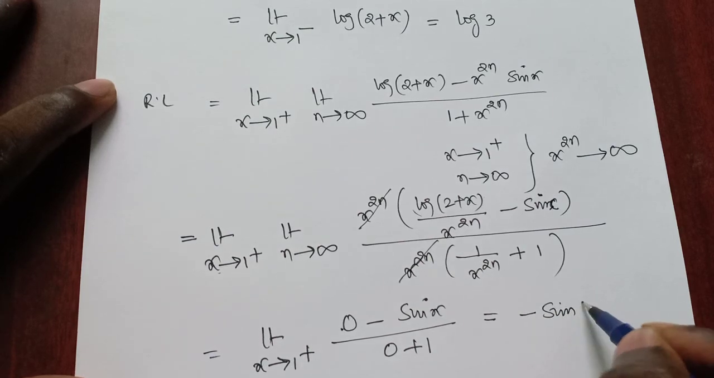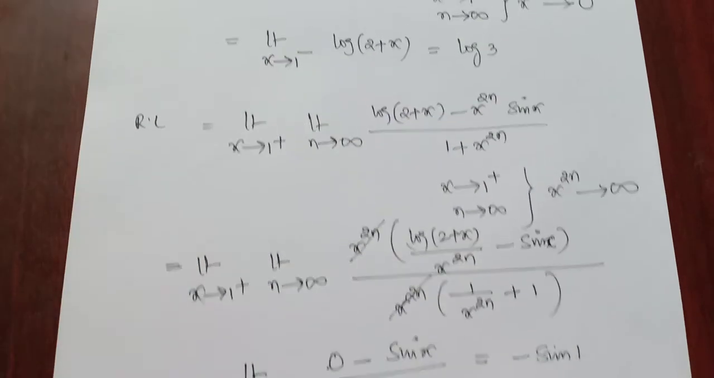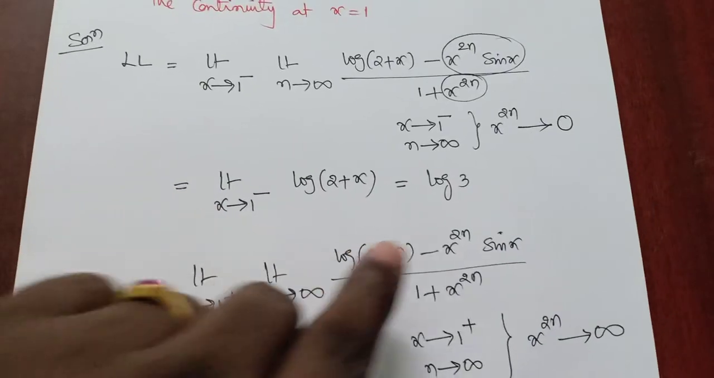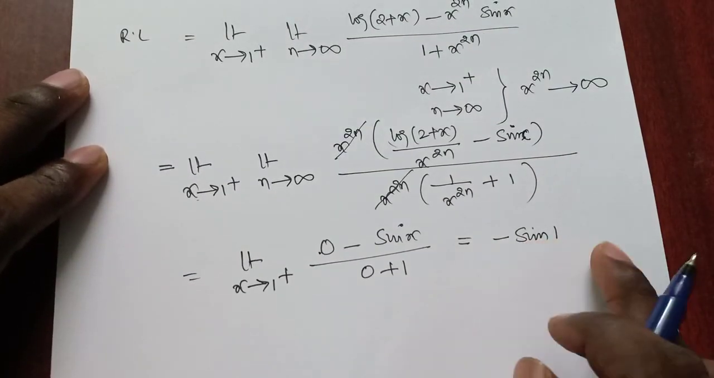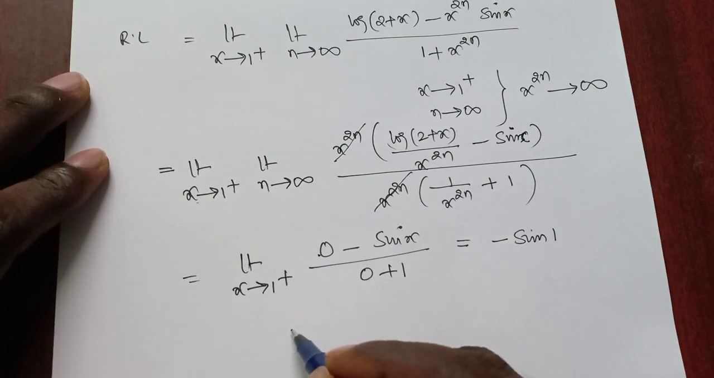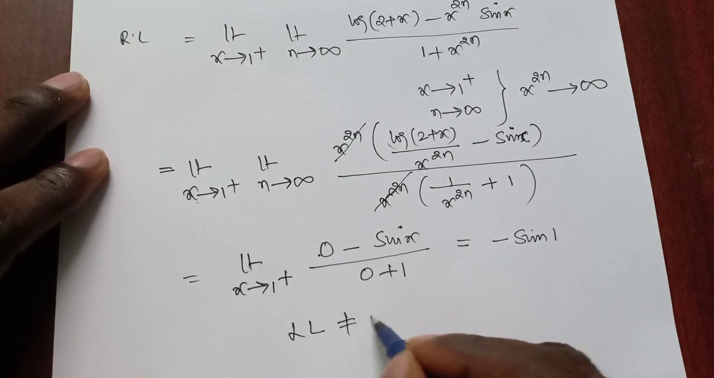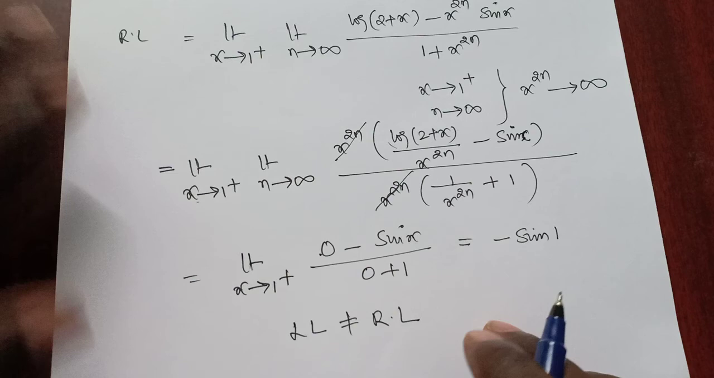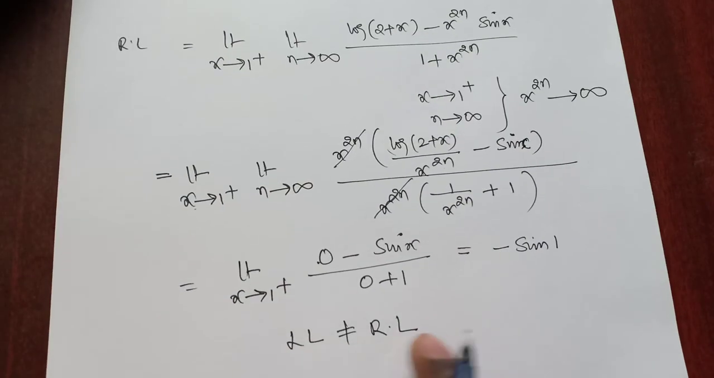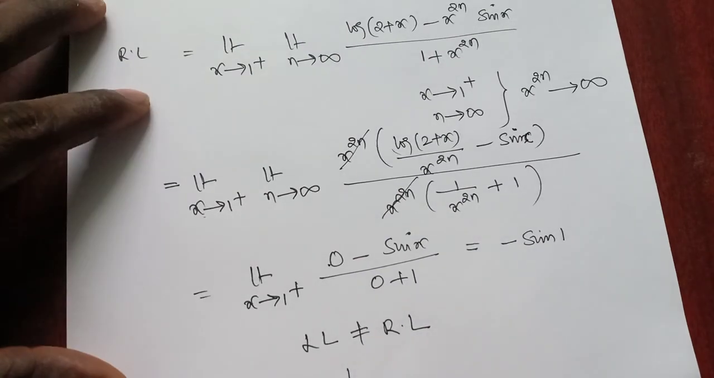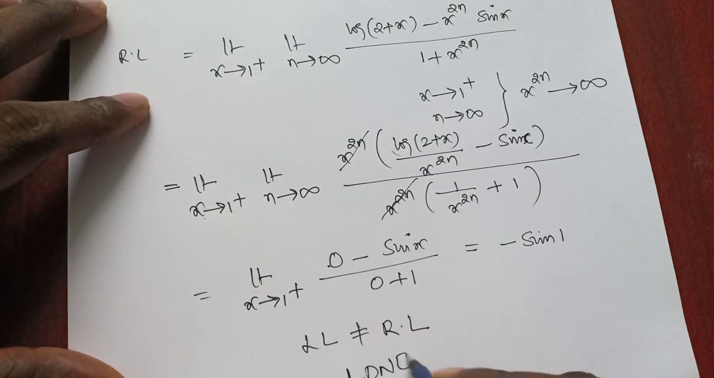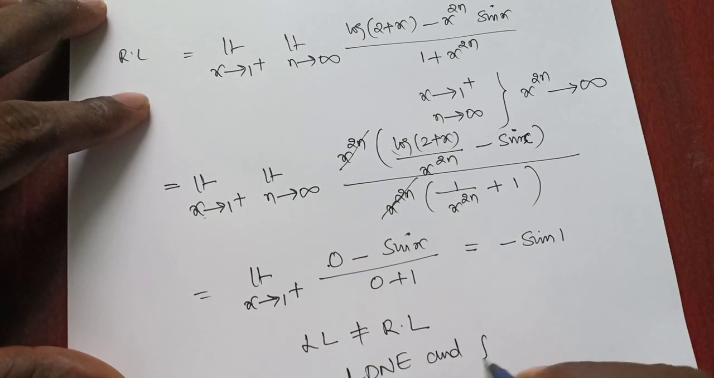Now substitute 1 here. What we get? Minus sin 1. See, what is the left hand limit? That is log 3. What is the right hand limit? That is minus sin 1. Clearly, left hand limit is not equal to right hand limit. Now, if left hand limit is not equal to right hand limit, the limit does not exist and the function is discontinuous.